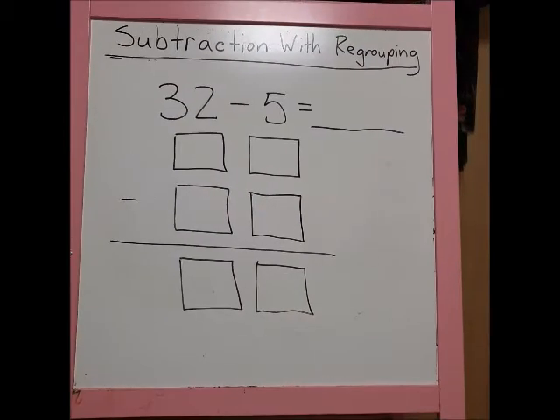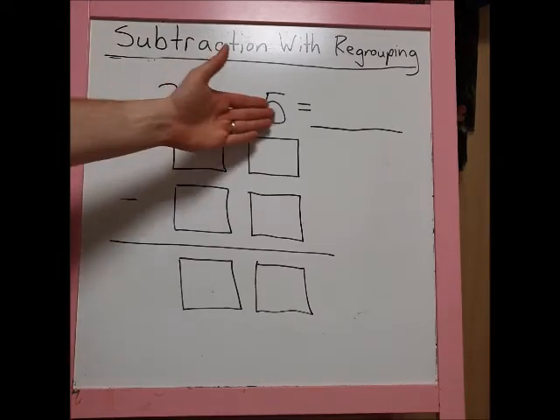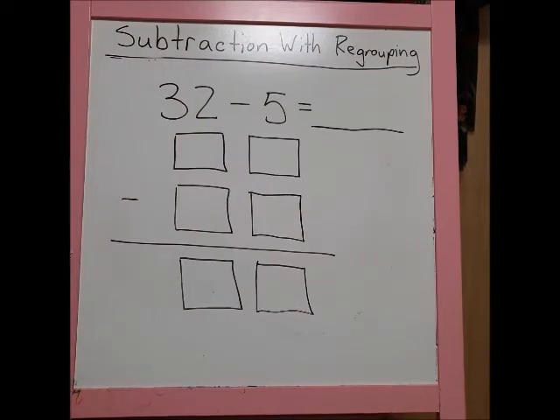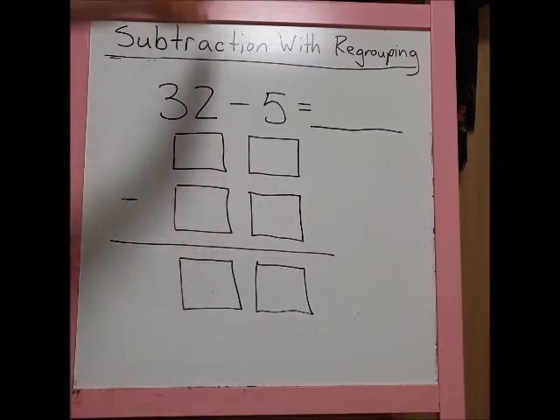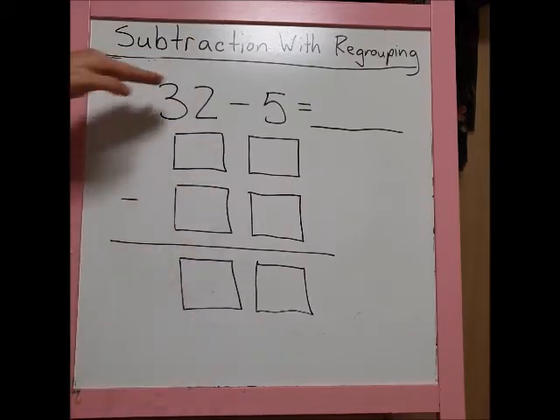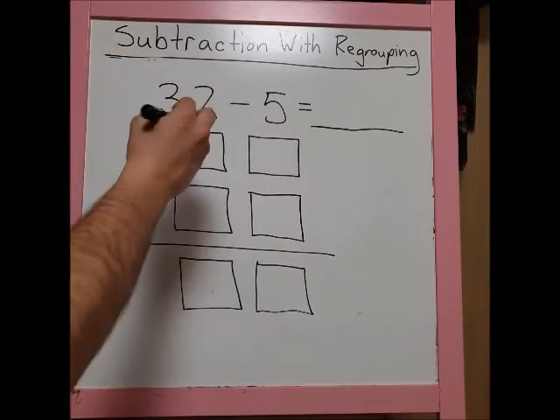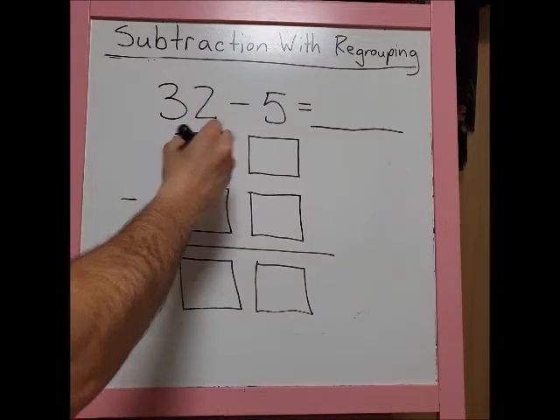Okay, so you're going to see some of these problems in your workbook. So I just wanted to go over how to do this kind of problem. So we have our horizontal problem here. 32 minus 5 equals blank. The first step is going to be to write it in the vertical form. That means up and down instead of left and right. So let's try it. 32, I'm going to write here.